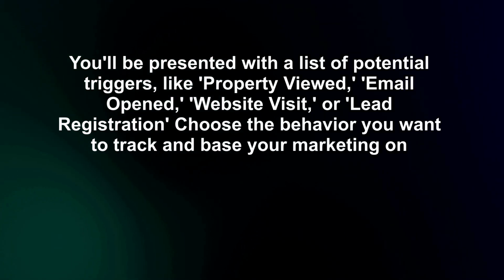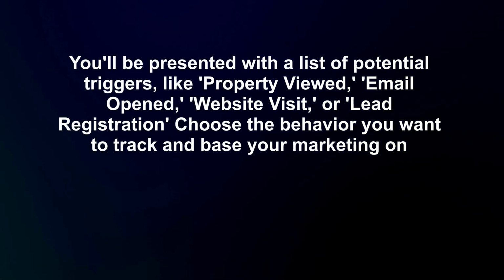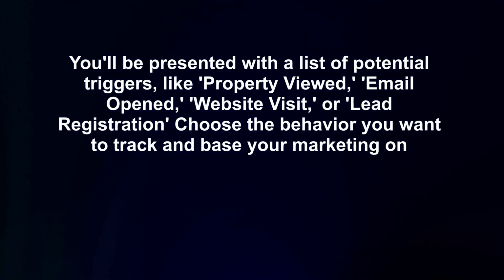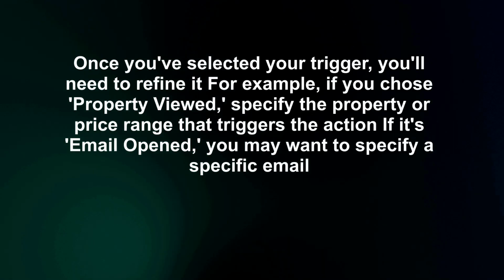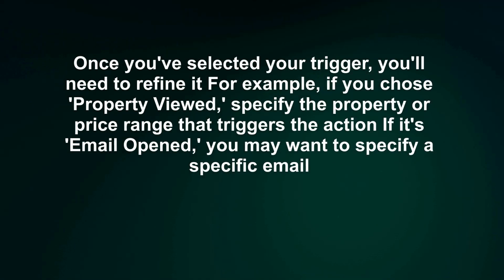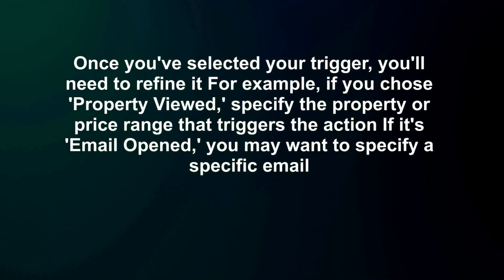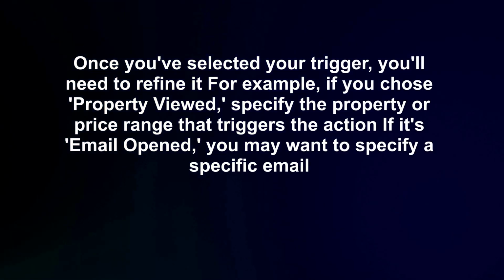You'll be presented with a list of potential triggers, like property viewed, email opened, website visit, or lead registration. Choose the behavior you want to track and base your marketing on. Once you've selected your trigger, you'll need to refine it. For example, if you chose property viewed, specify the property or price range that triggers the action. If it's email opened, you may want to specify a specific email.